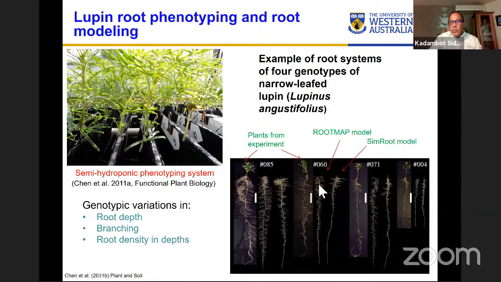Then we used 2 models. The first one is a root map, and the second one is the sim root model. What it shows is that we were able to simulate rooting and root branching at an early stage up to this level. This gives us confidence that the modeling approach together with the phenotyping approach in this bin system, we are able to take them into the soil situation. I'll show you some data.